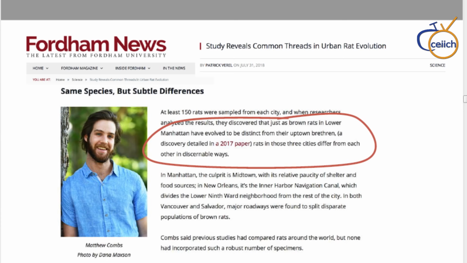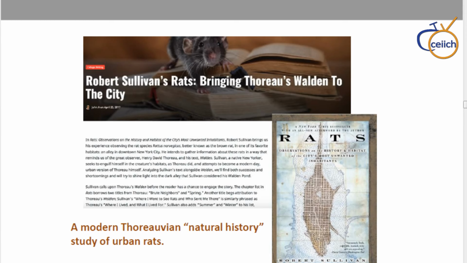One other area of understanding rats scientifically has been in the context of what I would term modern natural history.